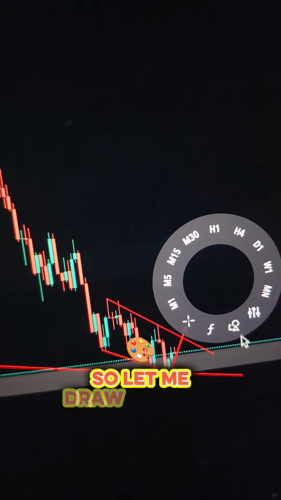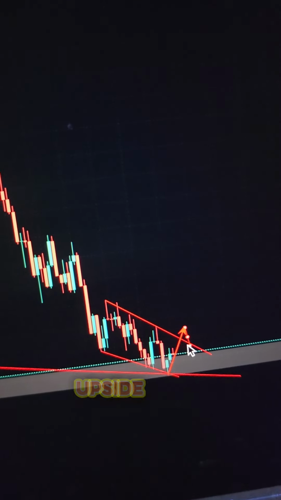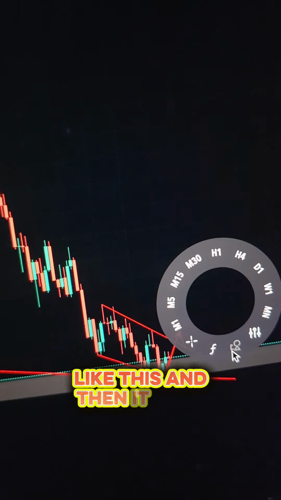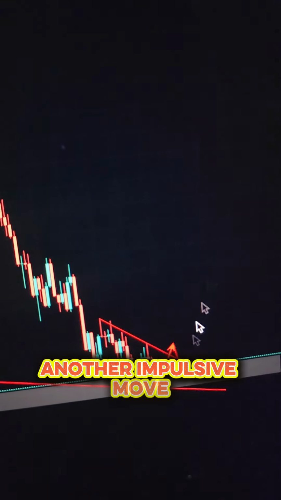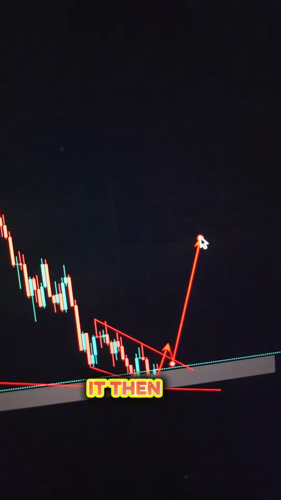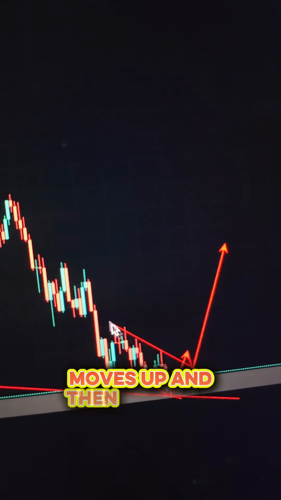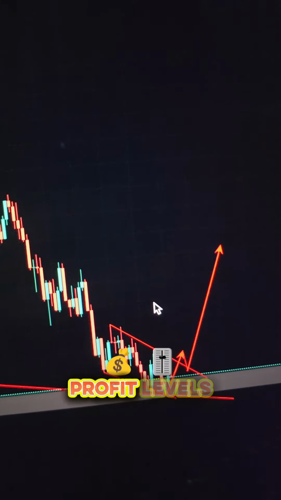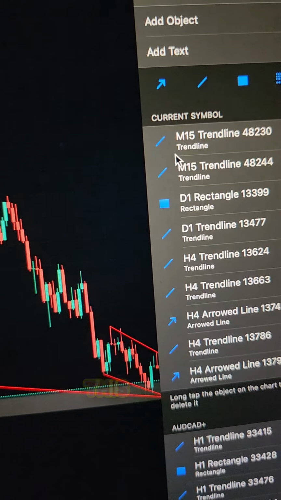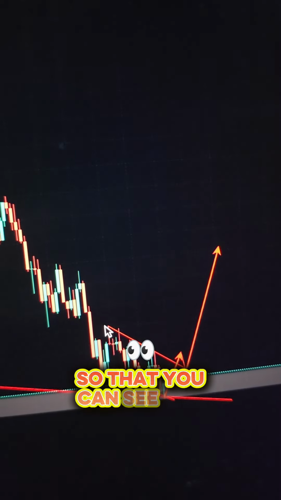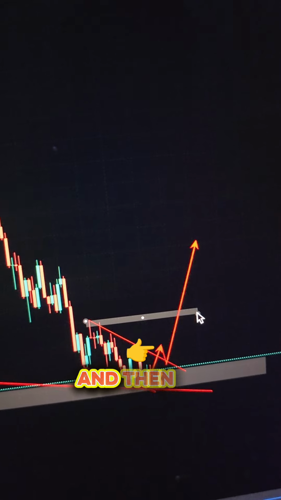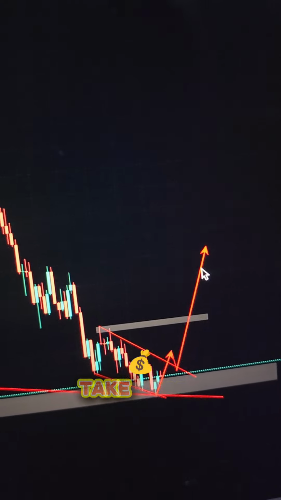So let me draw how the market is going to move if it ever breaks to the upside, right? Like this, and then it does another impulsive move, right? It then moves up, and then this will be our first take profit. Let me put the take profit levels. So I'm actually going to execute this trade so that you can see, and then we wait for it, right, at this point. So this will be our first take profit.